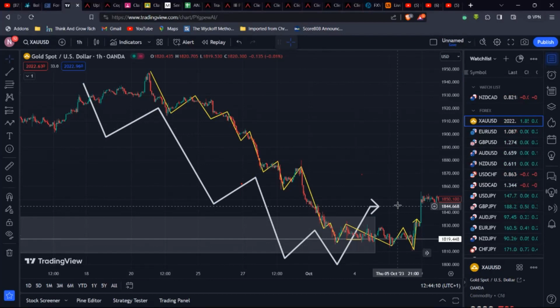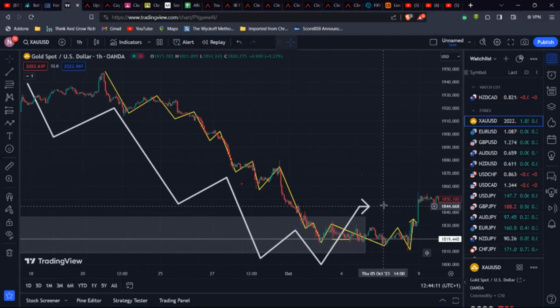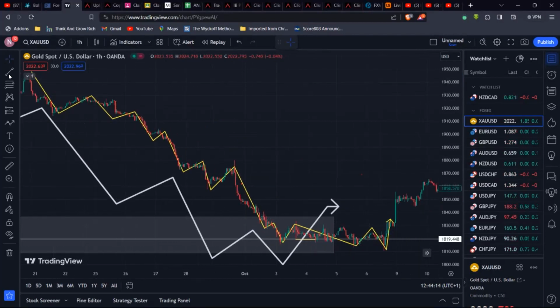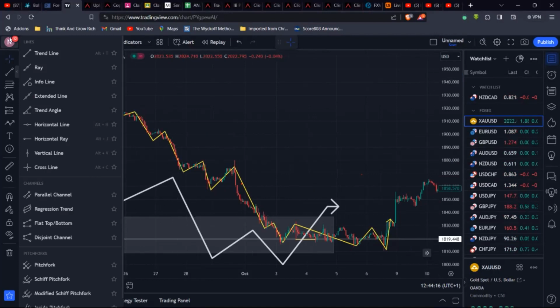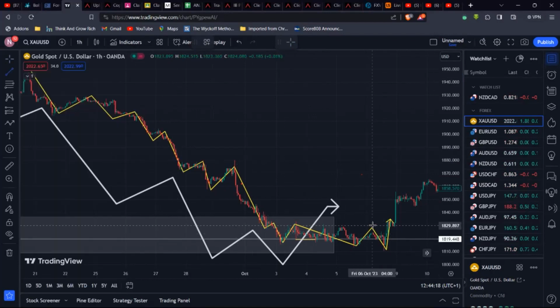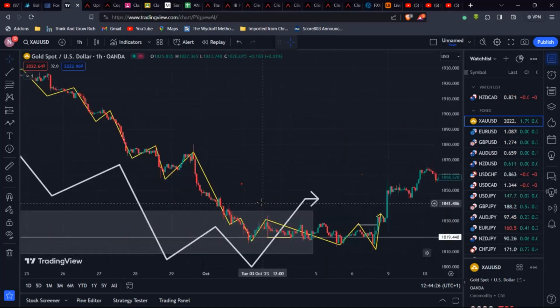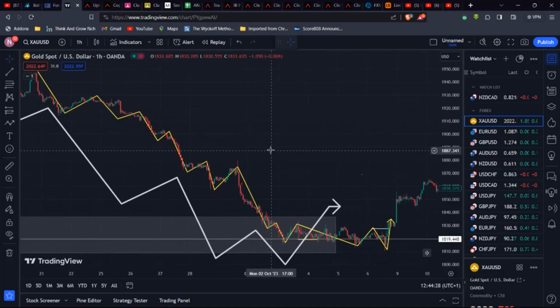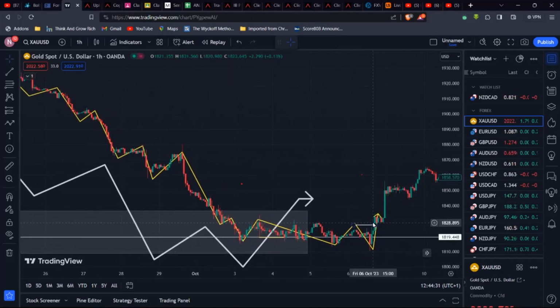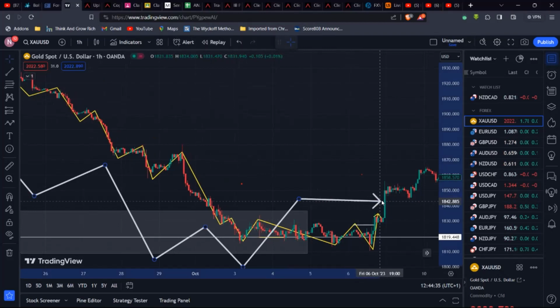So this is where the 4-hour broke structure here. However, this is where the 1-hour broke structure here. So notice how we're lining up time frames so that we can get the time frames to begin to align. So we have the 1 hour breaking bullish here, okay? We have the 4 hours breaking bullish here, okay?